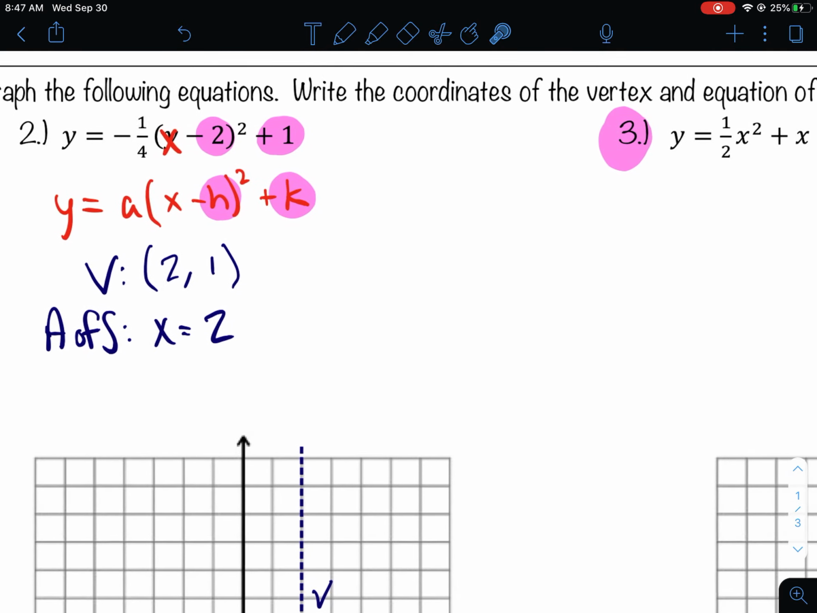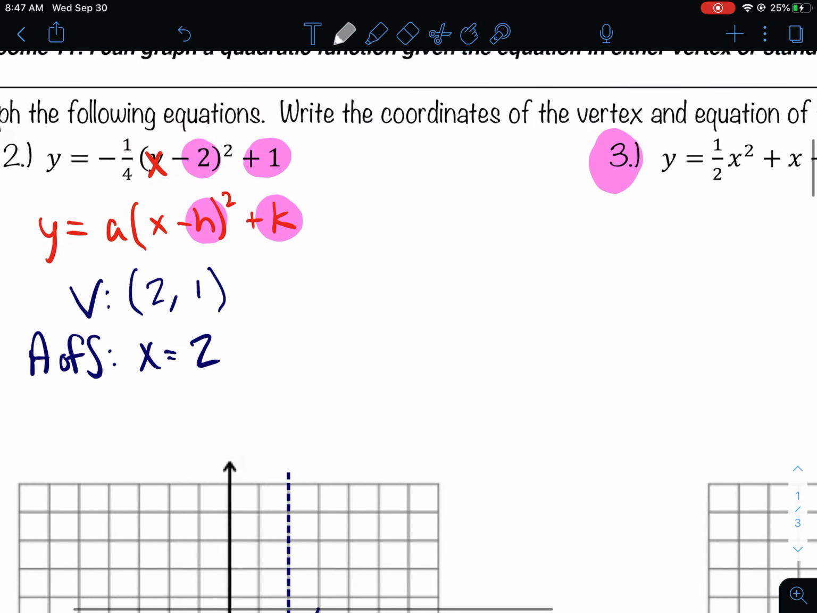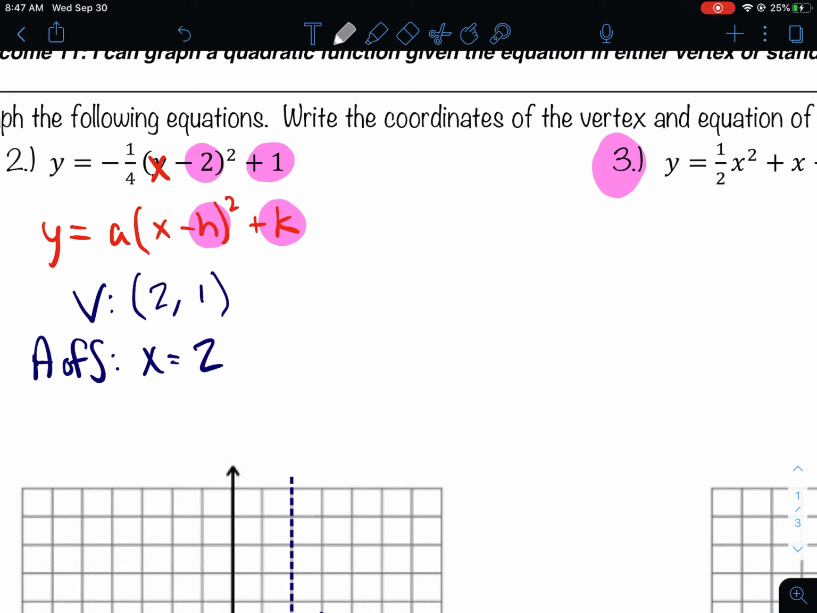So I'm going to use 0. So let's do this, and let's change colors here. I'm going to plug in 0. And you could choose any x value. It doesn't really matter to plug it in. So what I'm going to do is, here's my point, 0, and I don't know what the y value is.